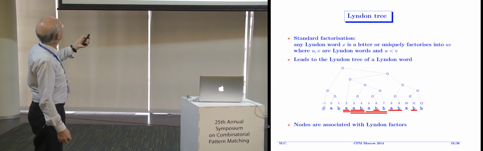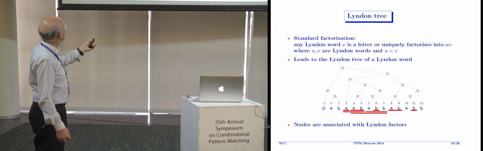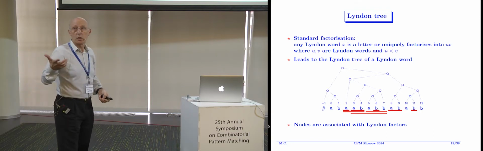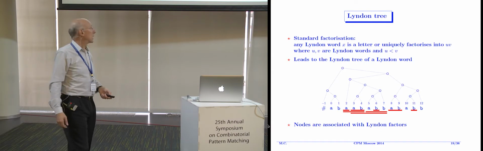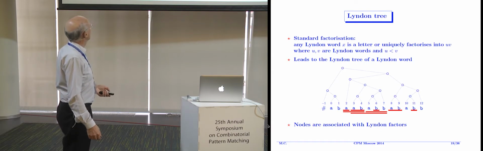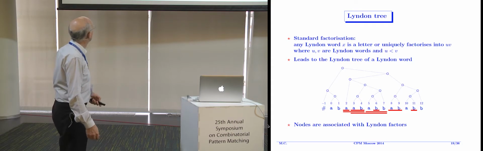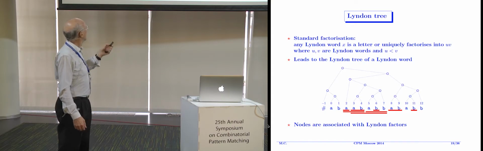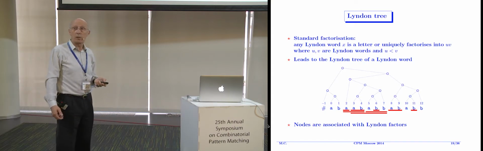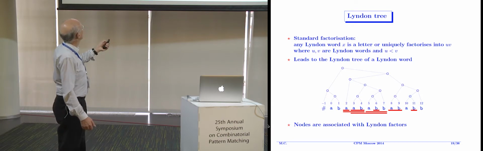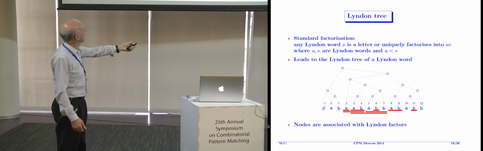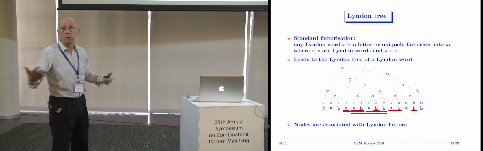For instance, the whole string is decomposed in two parts, its left part and right part. And the right part is the smallest proper suffix of the string, by definition, in the standard decomposition. So you can decompose everything like that. In this decomposition, nodes are associated with Lyndon factors. If you take a node, for instance this node here, it corresponds to the Lyndon factor ABB. And every node corresponds to a Lyndon factor.